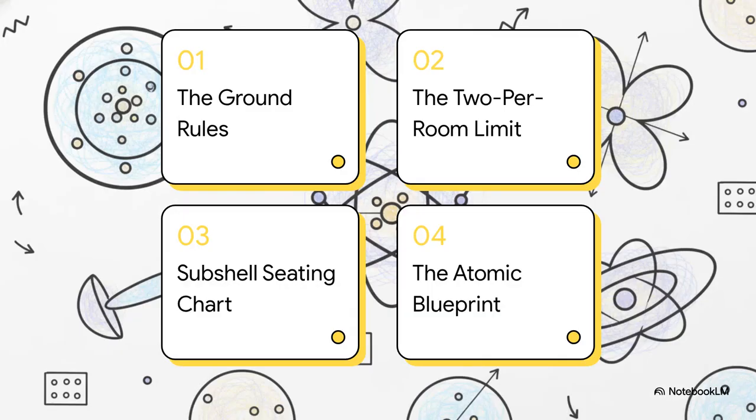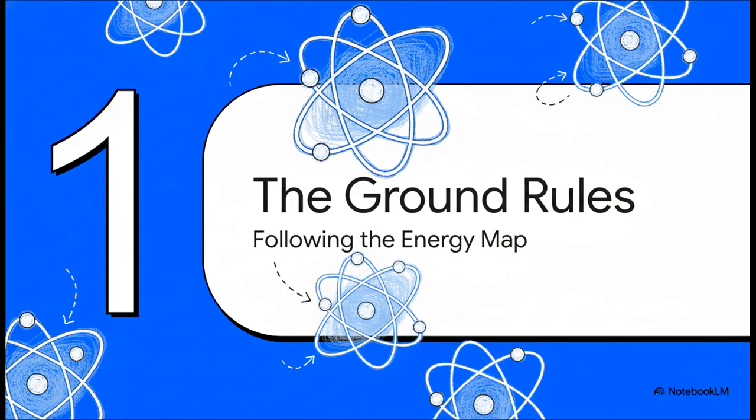Okay, here's how we're going to tackle this. We're breaking it down into 4 key sections. First, we'll cover the ground rules, the absolute basics. Then we'll look at the 2 per room limit. What that means will become clear. After that, we'll get into the subshell seating chart, how electrons pick their seats. And finally, we'll put it all together to see the grand atomic blueprint. All right, let's dive right in.